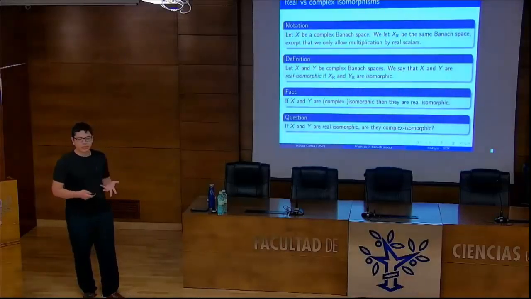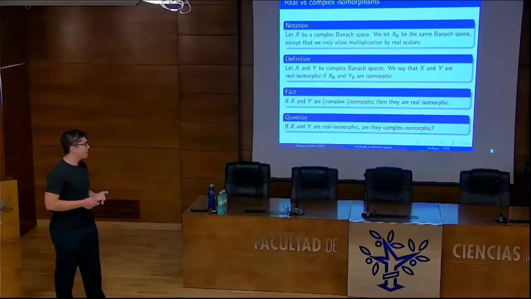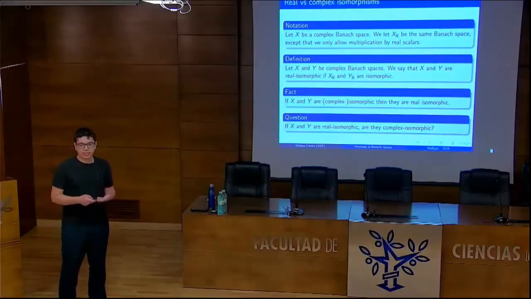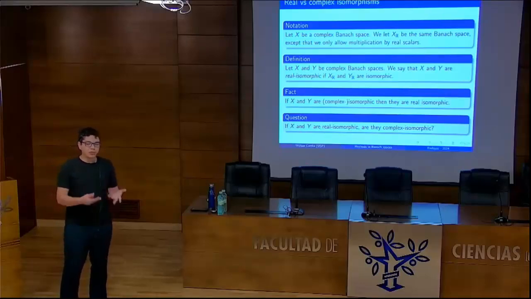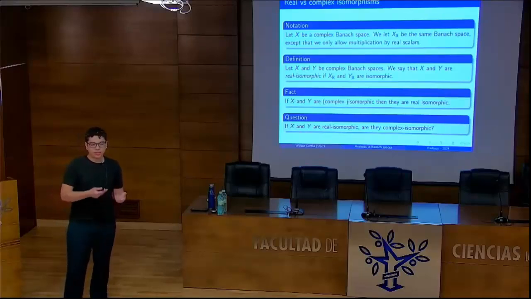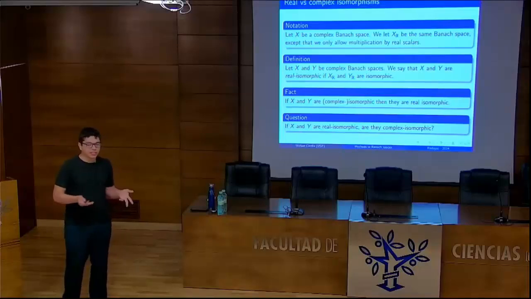Here's an innocent little question. If they are real isomorphic, must they be complex isomorphic? Basically, if you have the real structure of the space, can you get back the complex structure? An innocent little question.